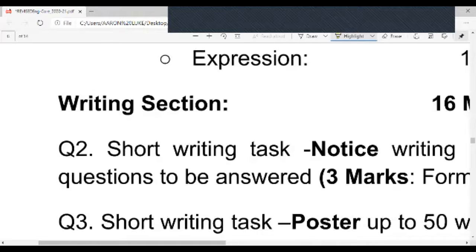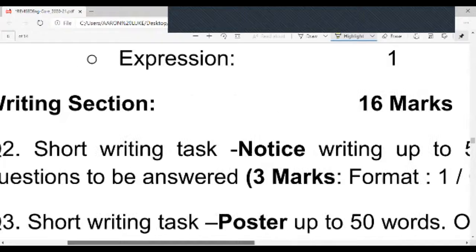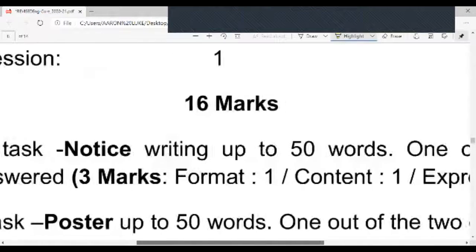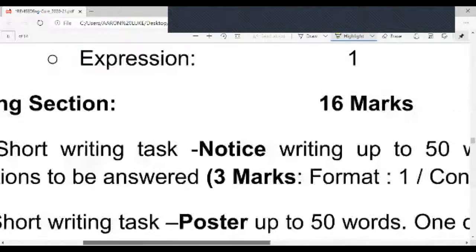Then we enter the writing section, which is for 16 marks. Writing section, question number 2 of the descriptive paper, carries 16 marks. So this year you have to be thorough with the notice writing question. Two notice questions will be given for 3 marks.